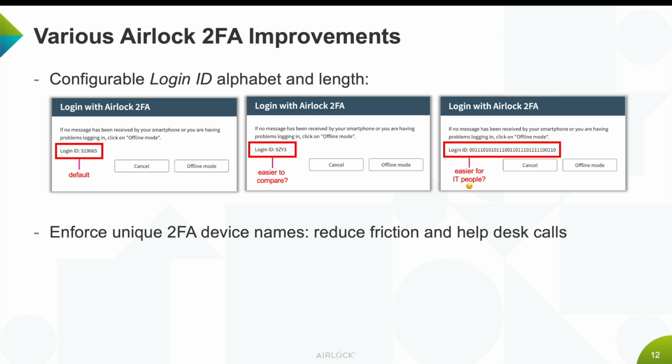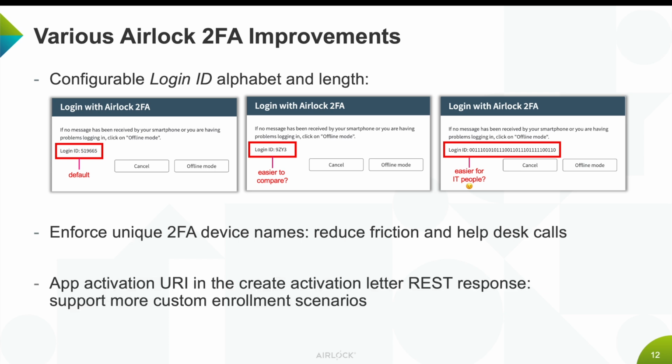Further, a new config option can now ensure that device names chosen by the end users are unique among their devices. This helps reduce friction during login and in helpdesk calls. Last but not least, the REST API used to create Airlock 2FA activation letters now also contains the app activation URL. This allows for more custom enrollment scenarios.